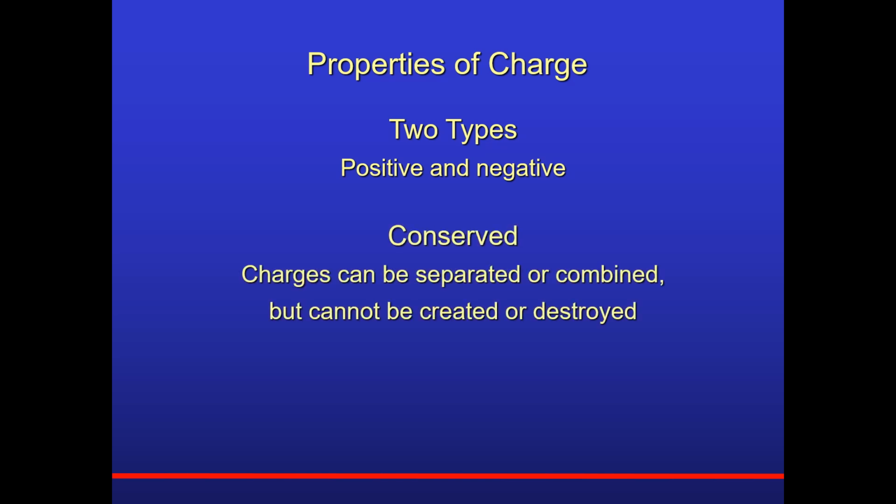Now, what was discovered is that charge is always conserved. If you started with two neutral objects of different materials and rubbed them together, on one you would have a certain amount of positive charge, and on the other you would have an equal amount of negative charge. In other words, charge is always conserved. You start with something neutral, you can separate it into a positive and negative part.